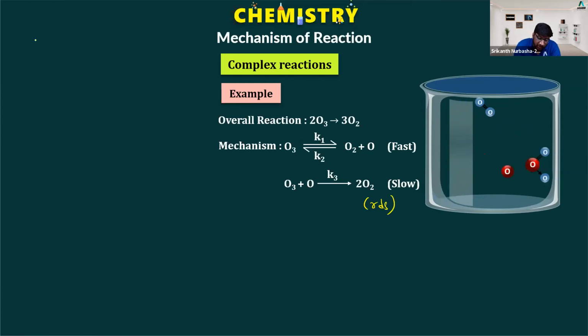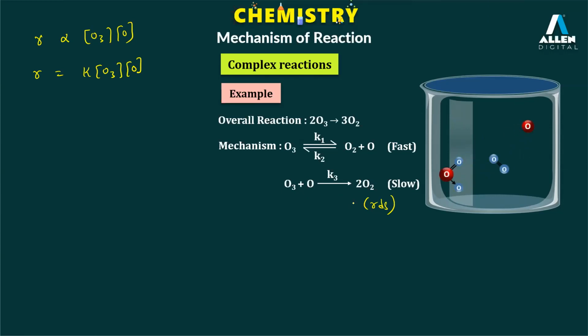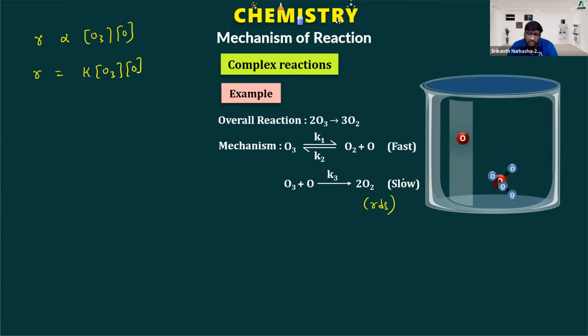From the RDS, rate is directly proportional to concentration of O3 into concentration of O. So rate is equal to K into concentration of O3 into concentration of O. Can I write like this or not? Yes. You may ask a question, sir, this is the slowest step, then why are you not writing x and y? Because order of the reaction is the molecularity of this particular reaction in the slowest step. So molecularity is 1 with respect to O3, molecularity is 1 with respect to O. So rate is directly proportional to concentration of O3 into concentration of O. Rate equal to K into concentration of O3 into concentration of O.